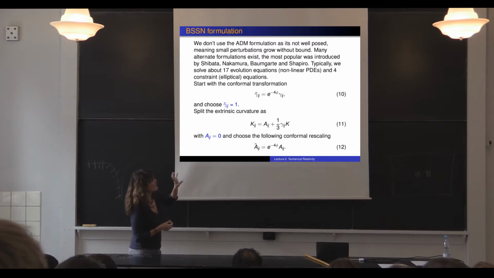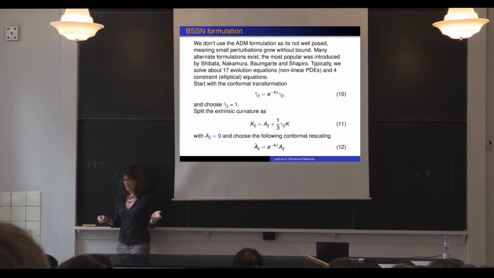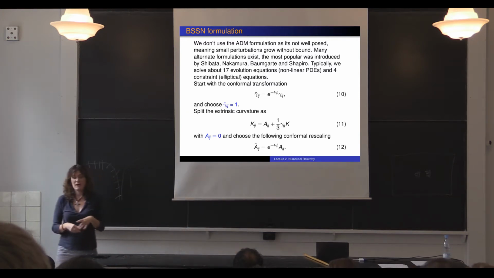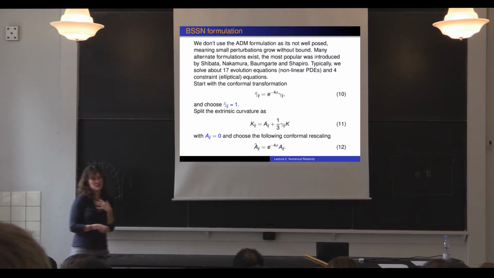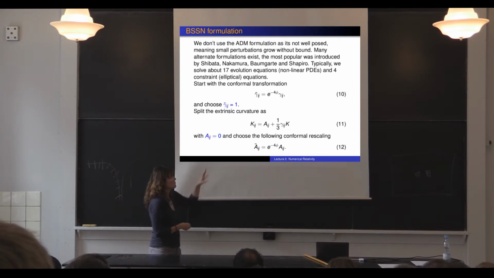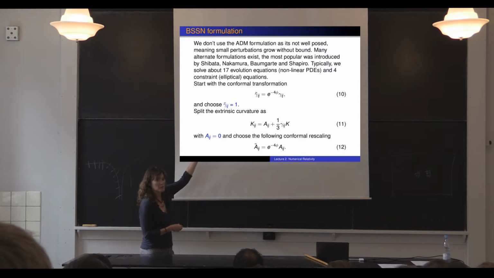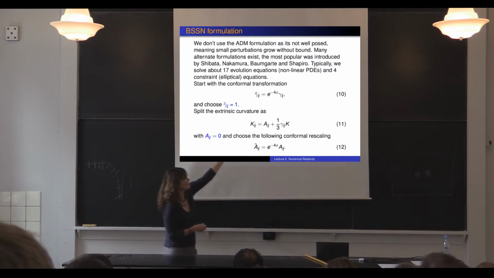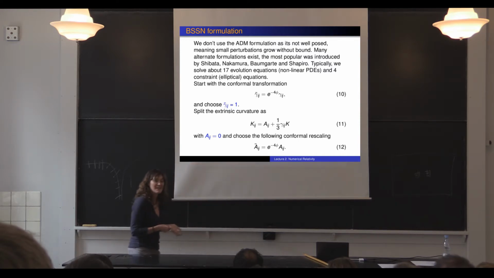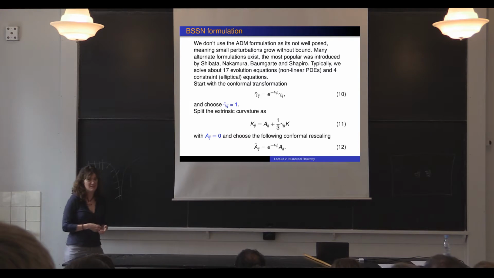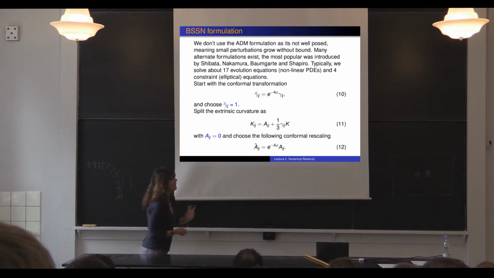And the thing to keep in mind is that even the number of equations you're solving depends on what formulation and gauge conditions you've written down. So I couldn't even tell you how many equations our code solves, because it depends on which approach we're taking. But it's about 17 evolution equations, which are nonlinear PDEs. And it's always 4 constraint elliptic equations. So BSSN makes different choices again. You have this ability to change the way you define everything and attempt to keep small perturbations from growing.